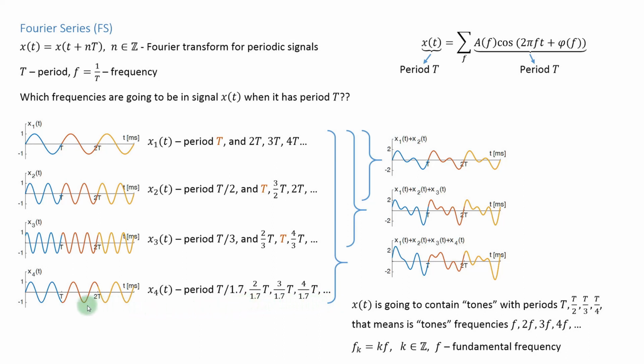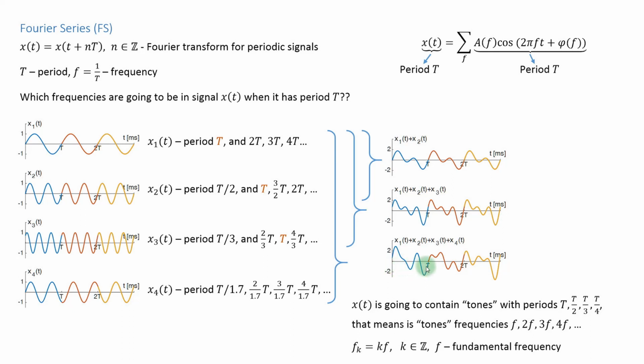You can even see it in this plot. The blue interval is different from the red interval, and that is different from the yellow interval. This signal does not repeat itself with a period T. So what happens when I sum all these signals together? Well, in this specific case, I will get this result. And this signal is no longer periodic with the period of T.